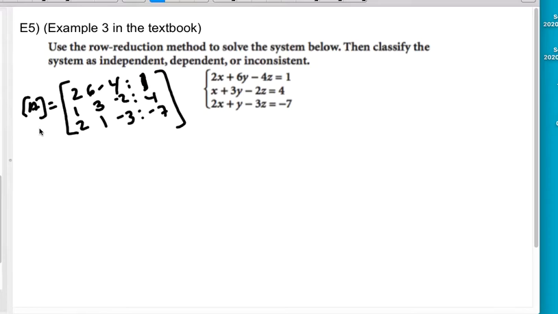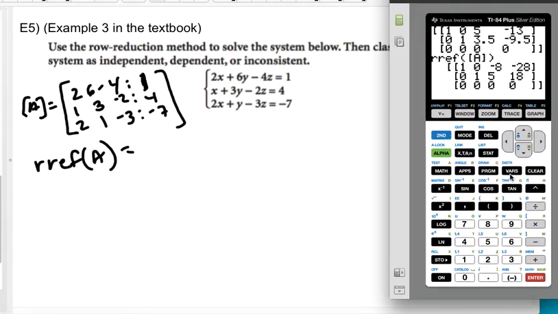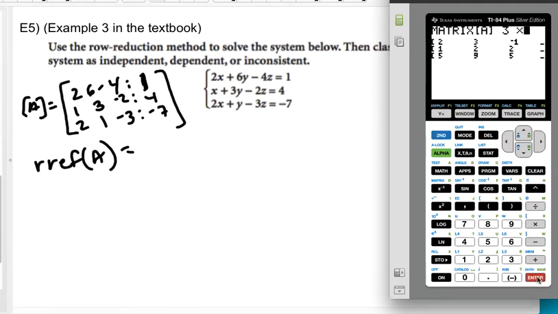Okay, so anyway, we're going to do reduced row echelon form for A, and we're going to do that in the calculator, so I'm going to go ahead and pull the calculator back up. When we do this in our calculator, I'm going to go to second matrix, and really my entire job is to go over and edit A because I already did reduced row echelon form. So 2, 6, -4, 1, 1, 3, -2, 4, 2, 1, -3, -7.